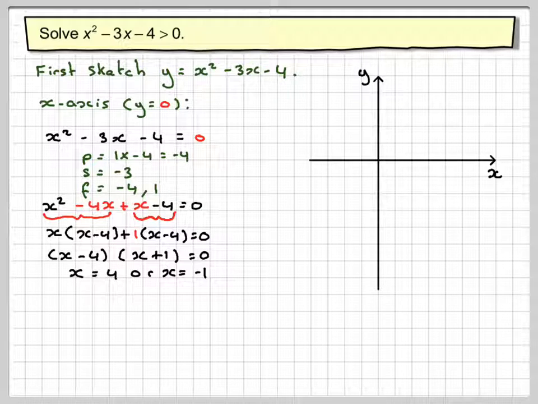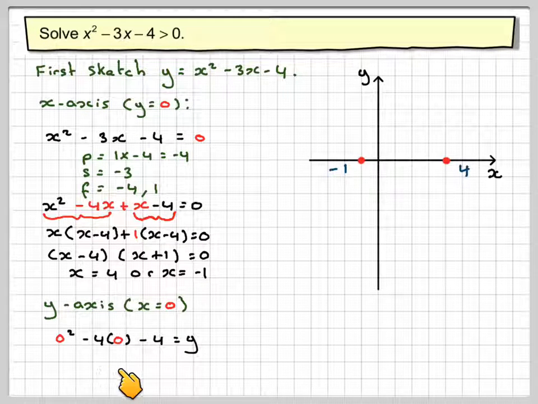Draw yourself a set of axes, marking on minus 1 and 4. And then we need to find where it crosses the y-axis, where x is equal to 0. We've got 0 squared minus 3 times 0 minus 4, so y is equal to minus 4. So we'll mark on that point on our graph.